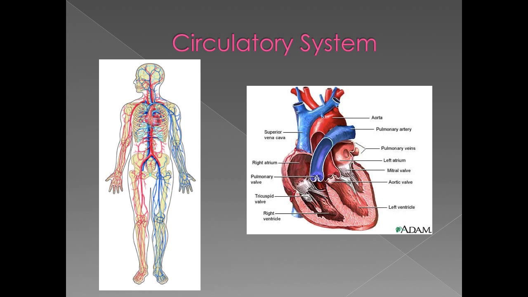Today we're going to talk about the circulatory system. One of the diagrams to the left is a picture of your body, and it shows all the veins and arteries that are present in your body, where they're located. And the other diagram is a diagram of your heart, the different parts of your heart.